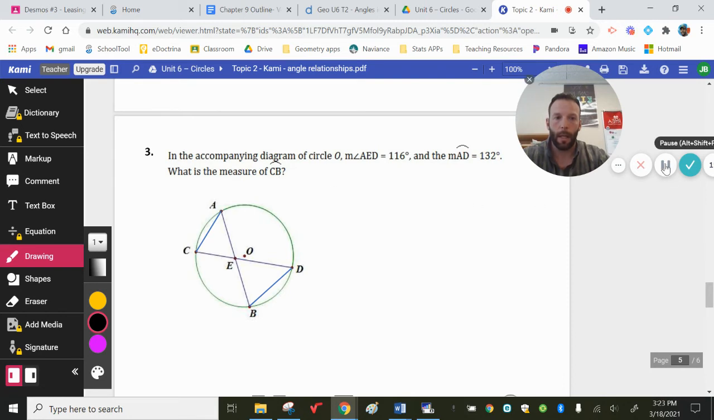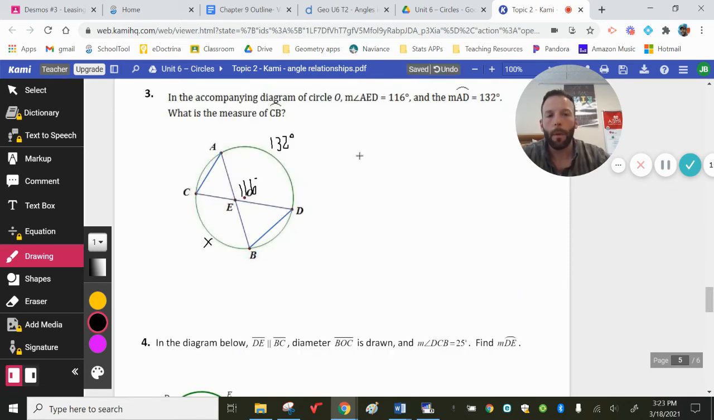So let's go ahead and label that. Now, one thing that's important to recognize here is you notice how the angle right here that's 116 degrees is not equal to the arc over here that's 132. That's again because the point E is not the center of the circle. If E was the center of the circle, then angle AED would be called a central angle, and then it would have to be equal to the 132. But since E is not the center, then it's not equal.